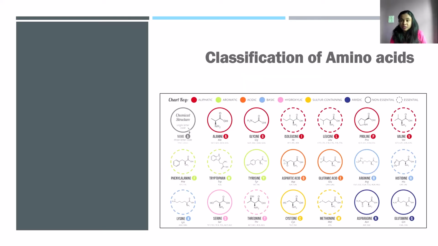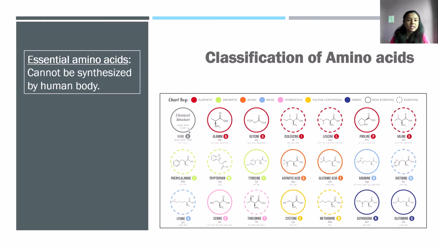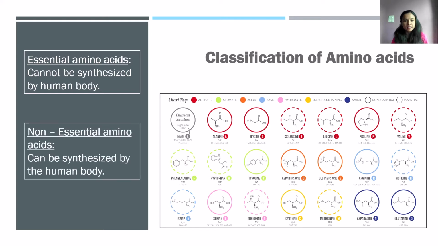So now that we know what amino acids are, let's see how they are classified. In nature, there are 20 amino acids which are present in almost every protein. These 20 amino acids are divided into two parts. The first being essential amino acids. Essential because these are amino acids that cannot be made inside our bodies, so it becomes very necessary to take them in the form of diet. The second is non-essential amino acids. They can easily be prepared in our bodies. That's why they're termed non-essential.